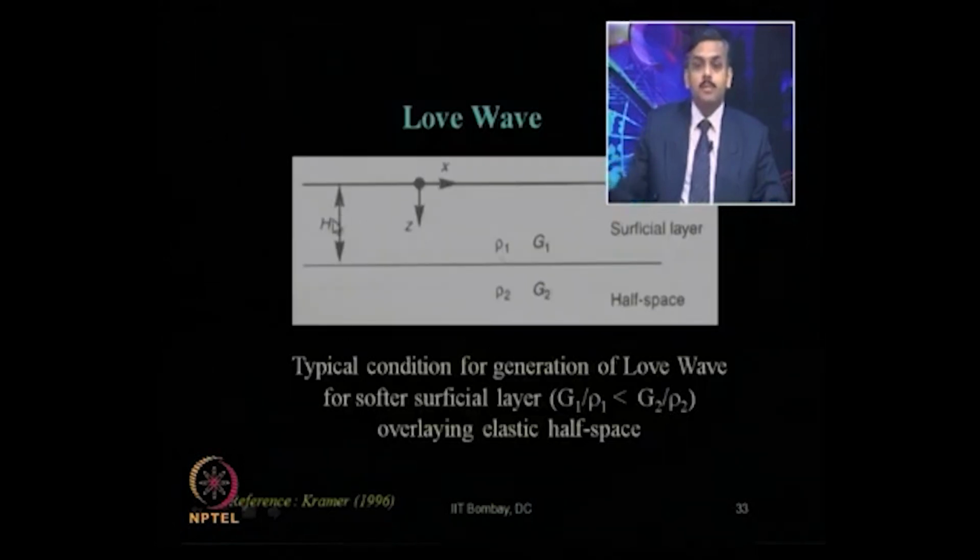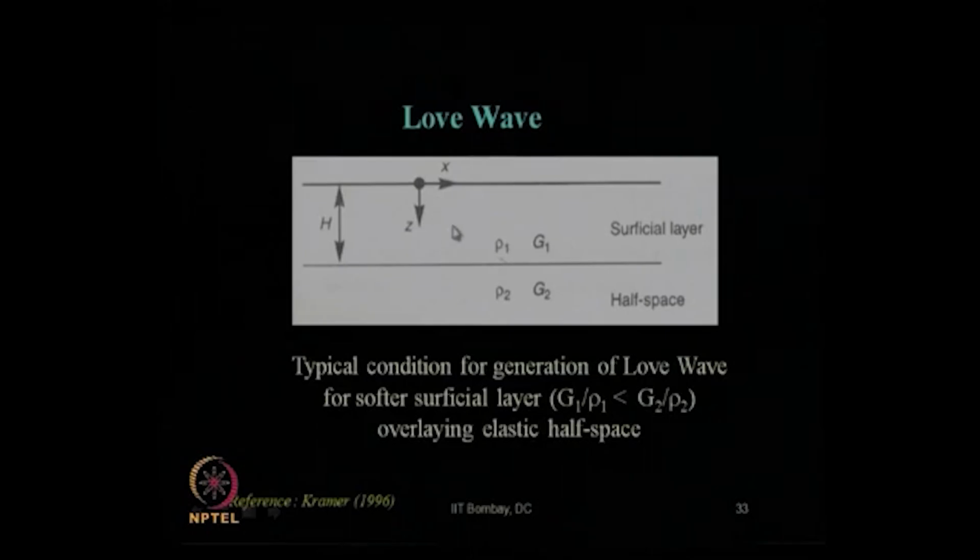Coming to the next form of surface wave, which is the Love wave. It is also a surface wave, so it is valid only for a semi infinite body like the Earth's ground surface. We have a free surface over here, we have the xz plane over here, and say this is the surficial layer of thickness h, which is a finite small thickness compared to the other half space, the elastic half space. And these are the material properties. Let us say density is rho 1 and shear modulus is G1 for the surficial layer. For the half space material it is rho 2 and G2. So, this is the typical condition when this Love wave will get generated, for a softer surficial layer.